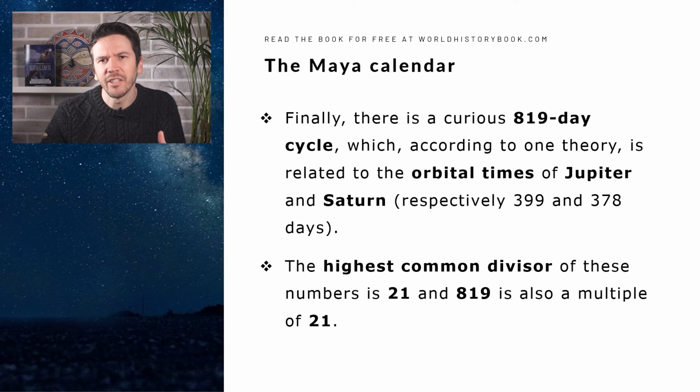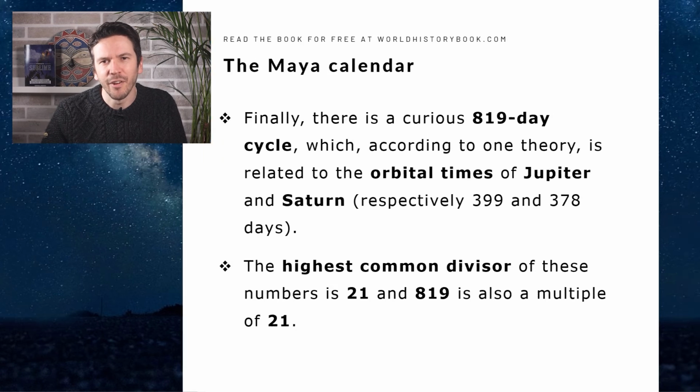And finally, there is a curious 819-day cycle, which according to one theory, but this isn't confirmed, is related to the orbital times of Jupiter and Saturn, respectively 399 and 378 days. As it turns out, the highest common divisor of these two numbers is 21, and 819 is also a multiple of 21. So there might be something to it, but without direct evidence, I think it's a bit far-fetched.